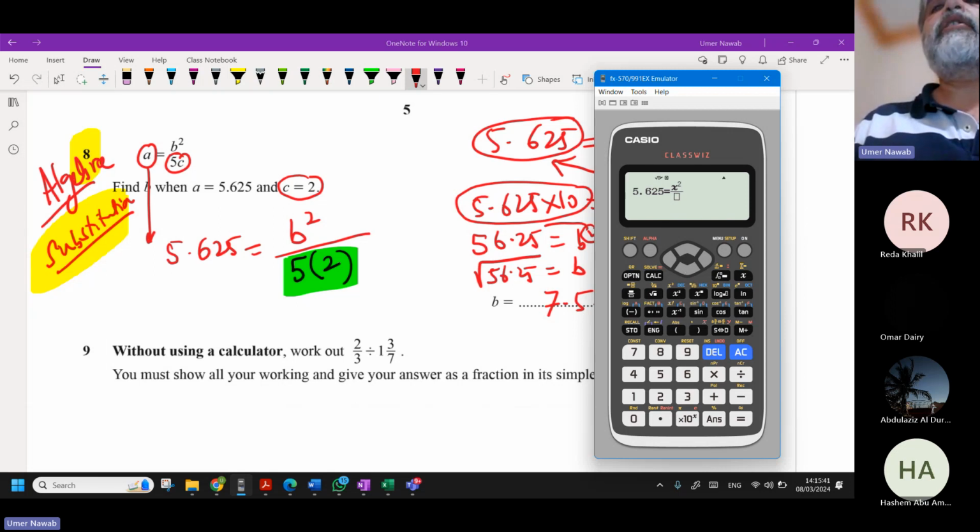So bring the cursor down in the denominator and you have 5 bracket open. What is the value of C given by the examiner? 2. So put a 2 here. Now I'm ready to solve this equation.